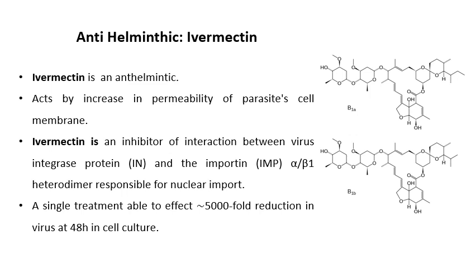Ivermectin. Ivermectin is an anti-helminthic that acts by increasing the permeability of the parasite cells. It increases chloride influx into the parasites. Coming to its antiviral property, ivermectin is an inhibitor of the interaction between the virus integrase protein and the importin heterodimer responsible for nuclear import. A single treatment was able to effect a 5000-fold reduction in virus at 48 hours in cell culture. So this is a promising drug which decreases the virus in a drastic way.